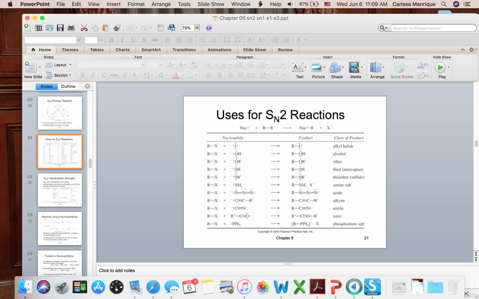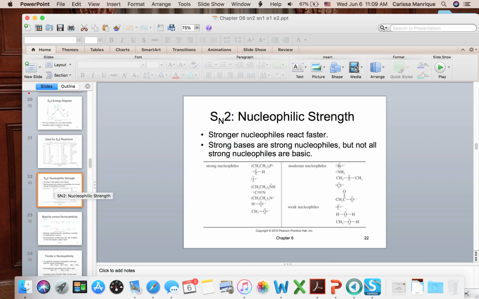Hydroxide, OR is a good one. R is just your carbon group, so basically oxygen as a nucleophile or a base. Sulfur is a good one there, SH, because that is a good nucleophile, but not the best base. Anyway, so those are some good nucleophiles to use there. So here, as I was saying, these are going to be your strongest ones. Notice they all have negative charges.